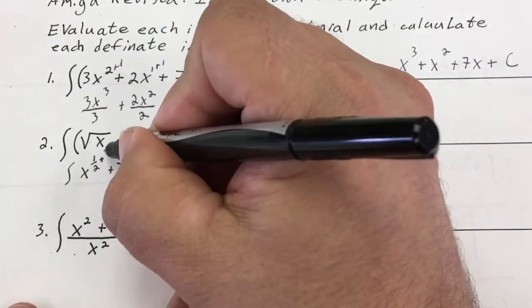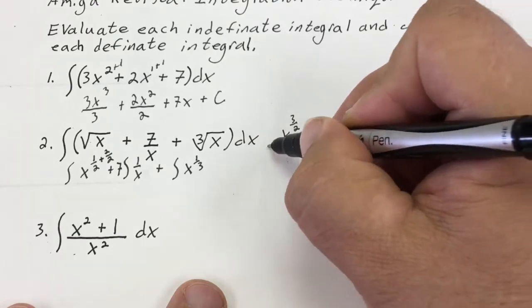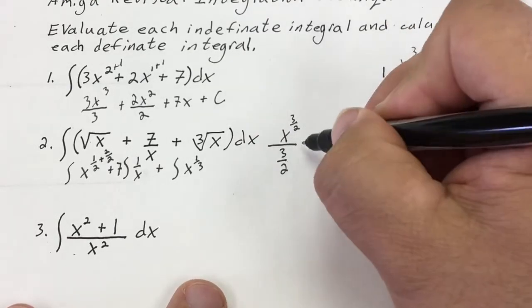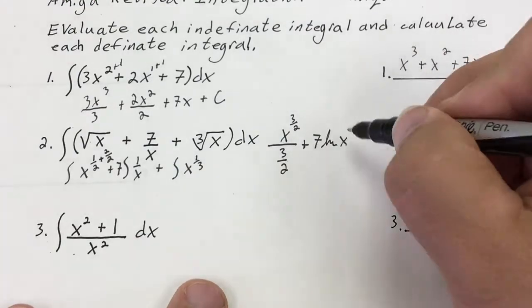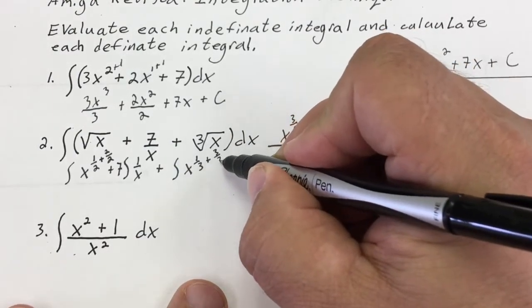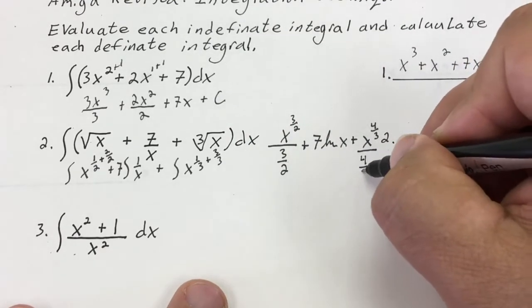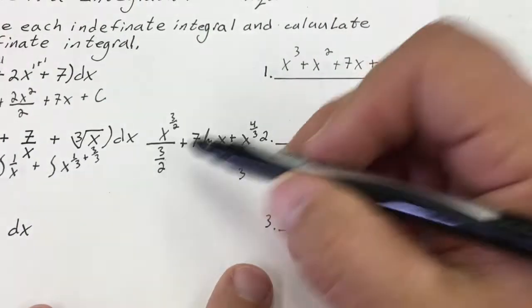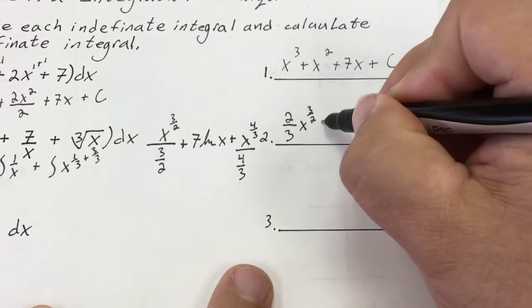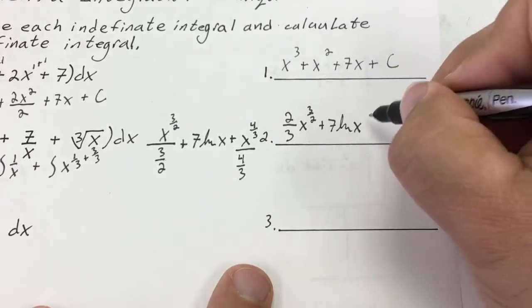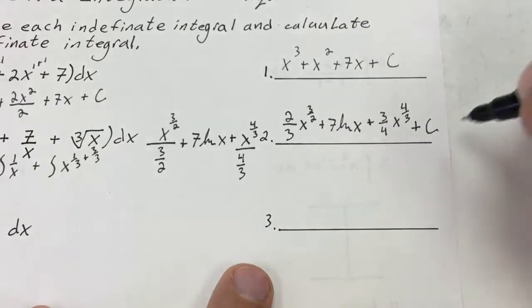I'm going to add 1 to 1/2, and that's going to give me x to the 3/2. But then I have to divide it by 3/2 as well. Plus, the integral of 1 over x is just ln x, so that's going to give me 7 ln x. Plus, I add 1 to that. That's going to be x to the 4/3. But then I divide by 4/3. So I'm going to spruce my answer up a little, and this is going to generate the reciprocal. 2/3 x to the 3/2 plus 7 ln x plus the reciprocal 3/4 x to the 4/3 plus c. Don't forget to add c.